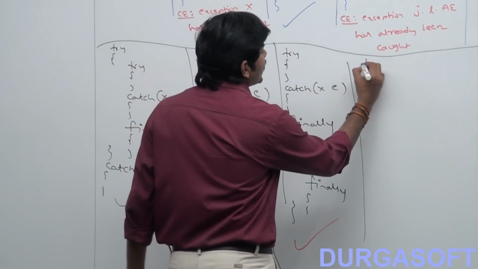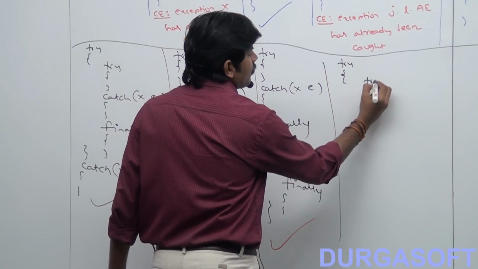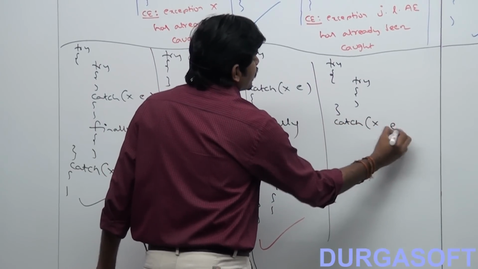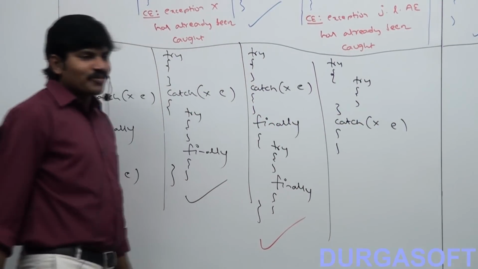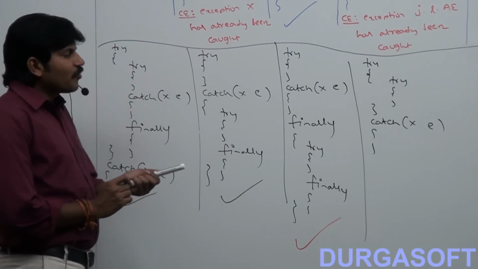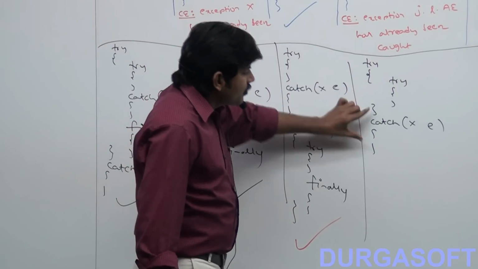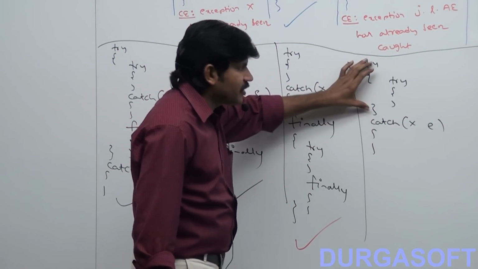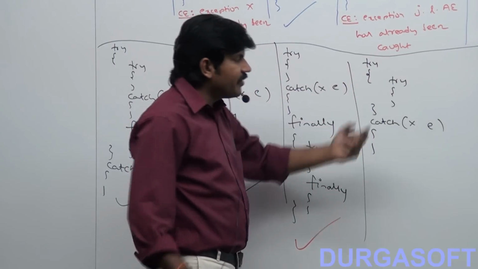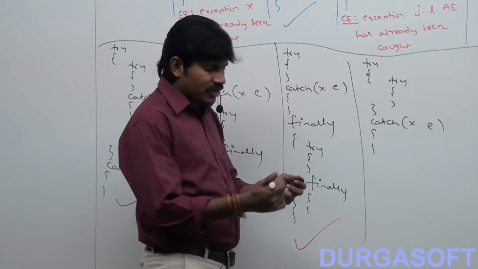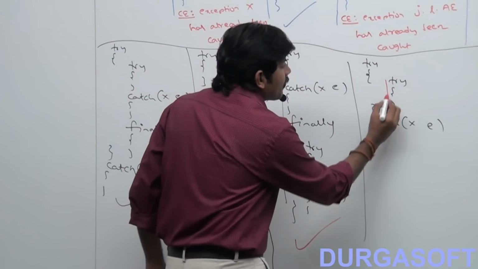Can you tell, is it valid or not? Try, within that I am taking try, and then I am taking a catch block. Is it a valid combination? No. What is the problem here? It is an invalid combination, because this catch block is related to this try. But for this try, where is the corresponding catch block? Without having catch, how can you take a try block? That's why immediately a compile error comes.